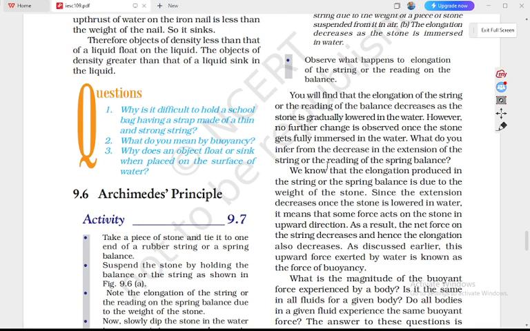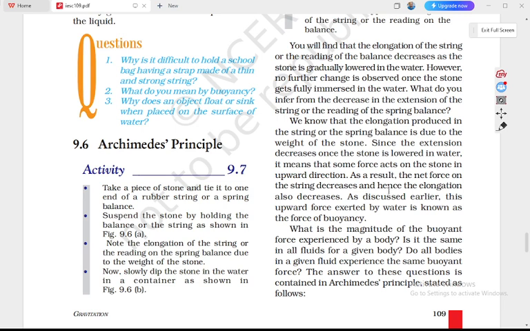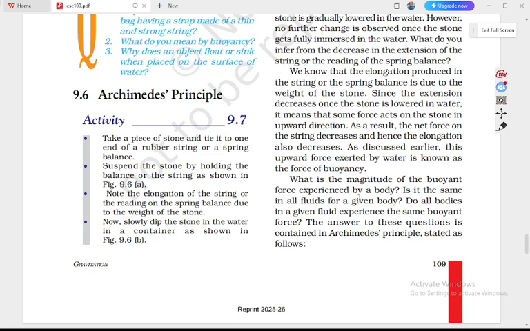What do you infer from the decrease in the extension of the string or the reading of the spring balance? We know that the elongation produced in the string or the spring balance is due to the weight of the stone. Since the extension decreases once the stone is lowered in water, this means that some force acts on the stone in the upward direction. As a result, the net force on the string decreases and hence the elongation also decreases. As I discussed earlier, this upward force exerted by water is known as the force of buoyancy.